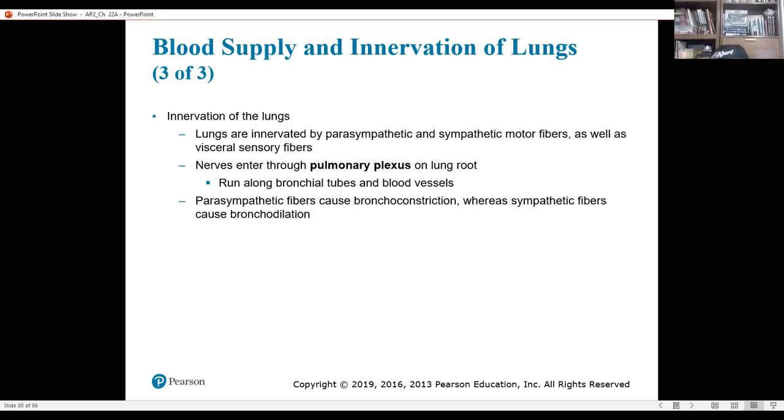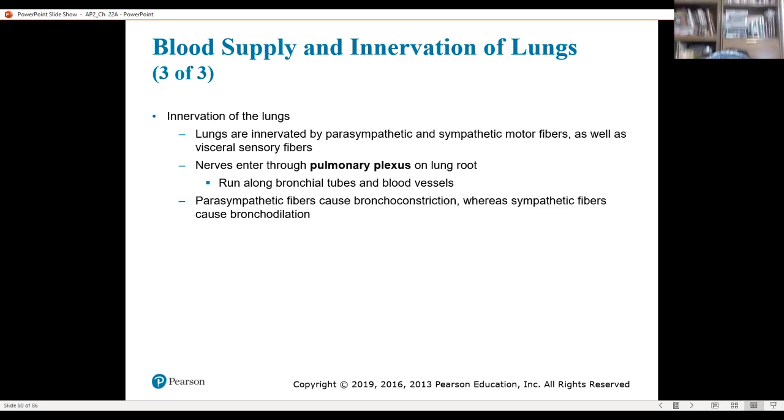Anyway. All right, innervation of the lungs. Lungs have both parasympathetic and sympathetic nerves, and visceral sensory fibers. The nerves run through the pulmonary plexus on the lung root. We're talking by the hilum. They run along the bronchial tubes and the blood vessels. Parasympathetic fibers will cause bronchoconstriction. Sympathetic will cause bronchodilation. This makes sense. This is easy to remember.